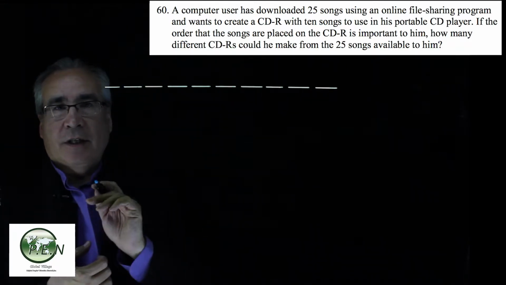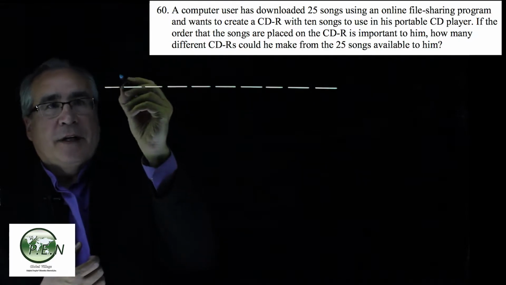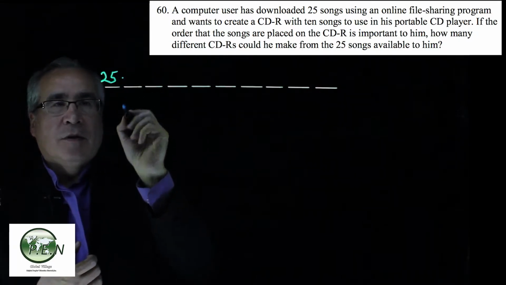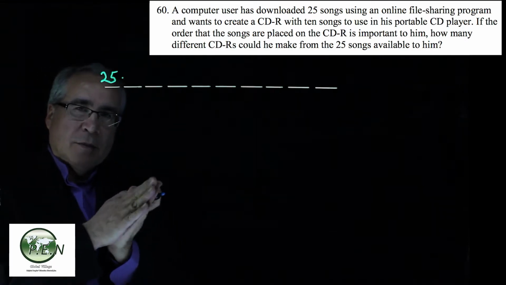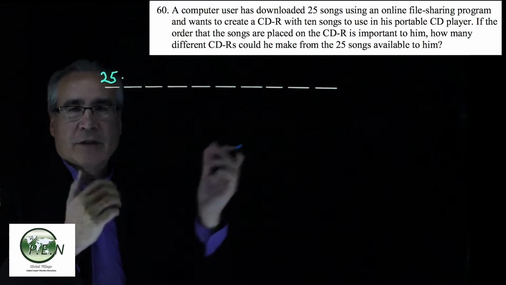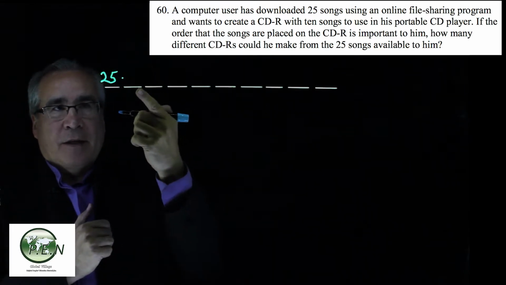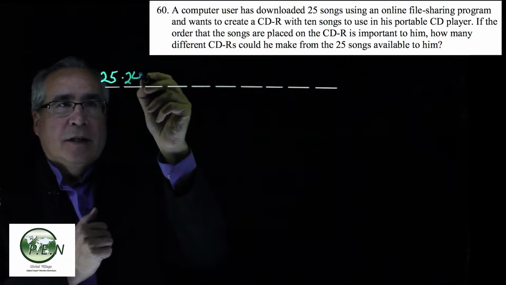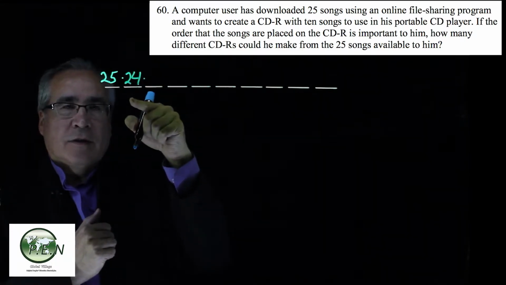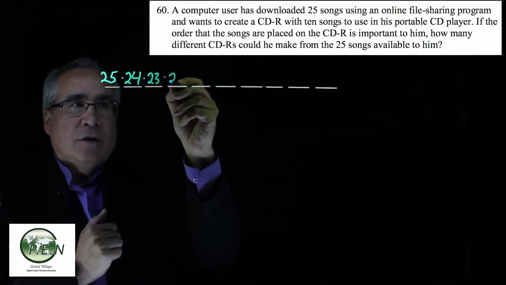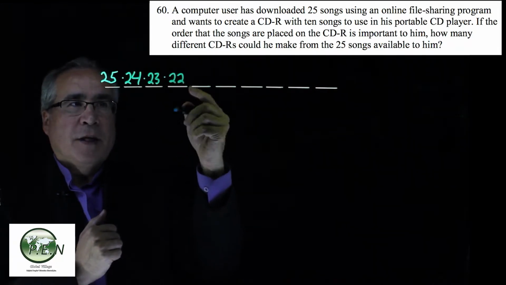So for the first song on the CD, we have 25 songs to choose from. And then we're going to use the multiplication principle, because once we choose one of those 25, there's going to be a branch that comes out. There will be 24 songs left once we choose one. And then as we choose a second song, there's now 23 left. And then 22 to choose from. We've made all our choices.